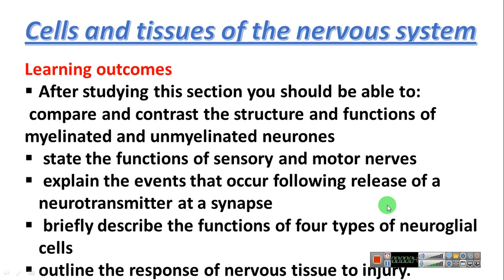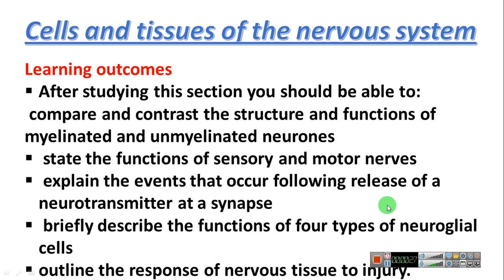Cells and tissues of the nervous system. Learning outcomes. After studying this section, you should be able to compare and contrast the structure and functions of myelinated and unmyelinated neurons. We will discuss the structure and functions of myelinated and unmyelinated neurons.